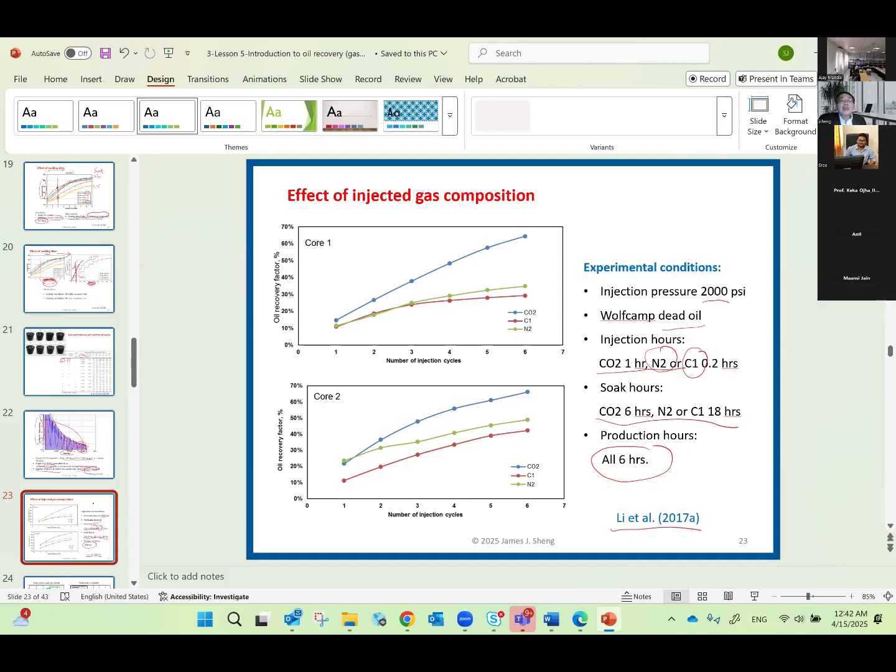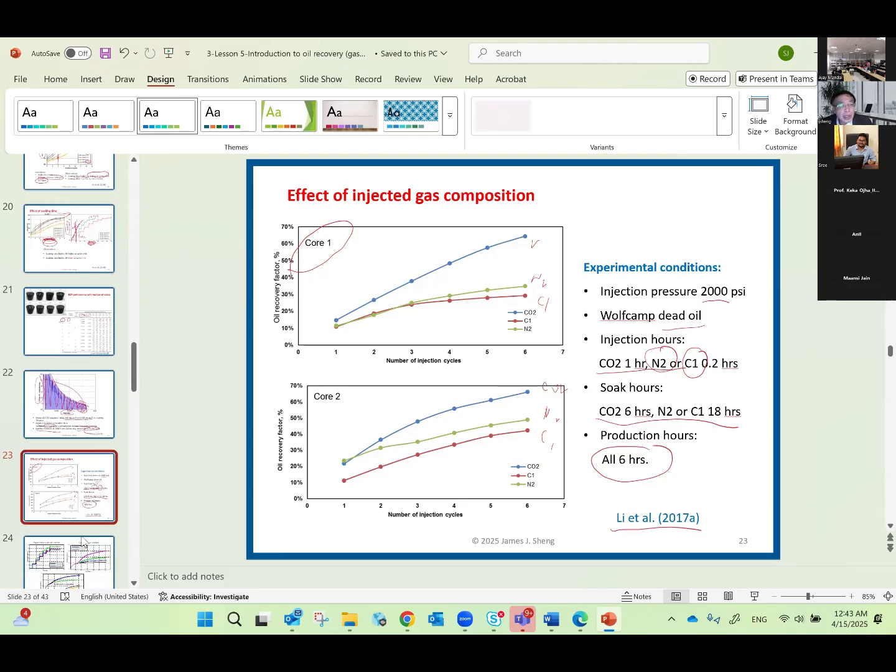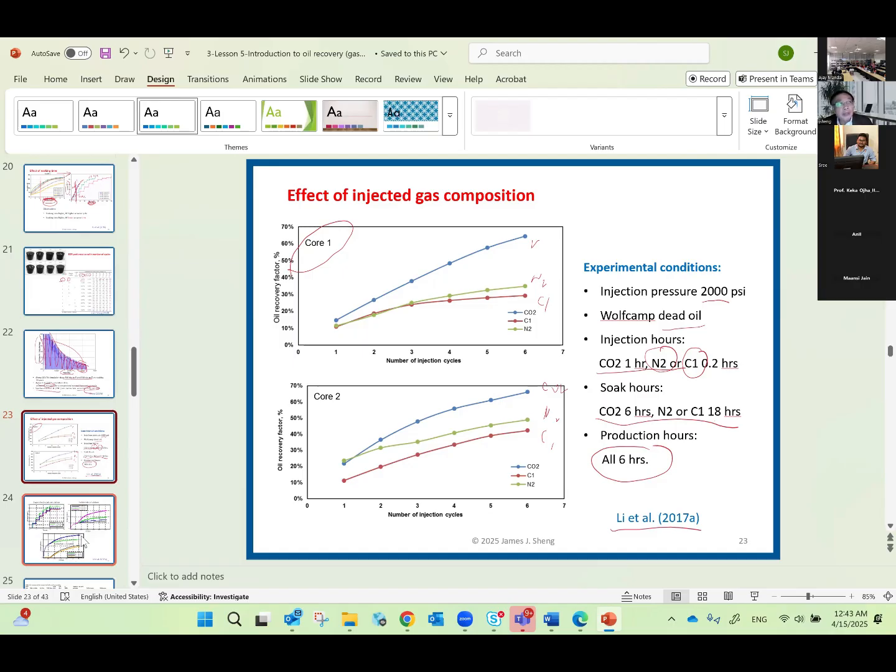Let's look at here. First, the top case column, you have CO2, nitrogen, C1. Okay, for core 2, we have CO2, C1, nitrogen. Both show CO2 is best, and nitrogen is second. So it does show different gas will give you different oil recovery factor.